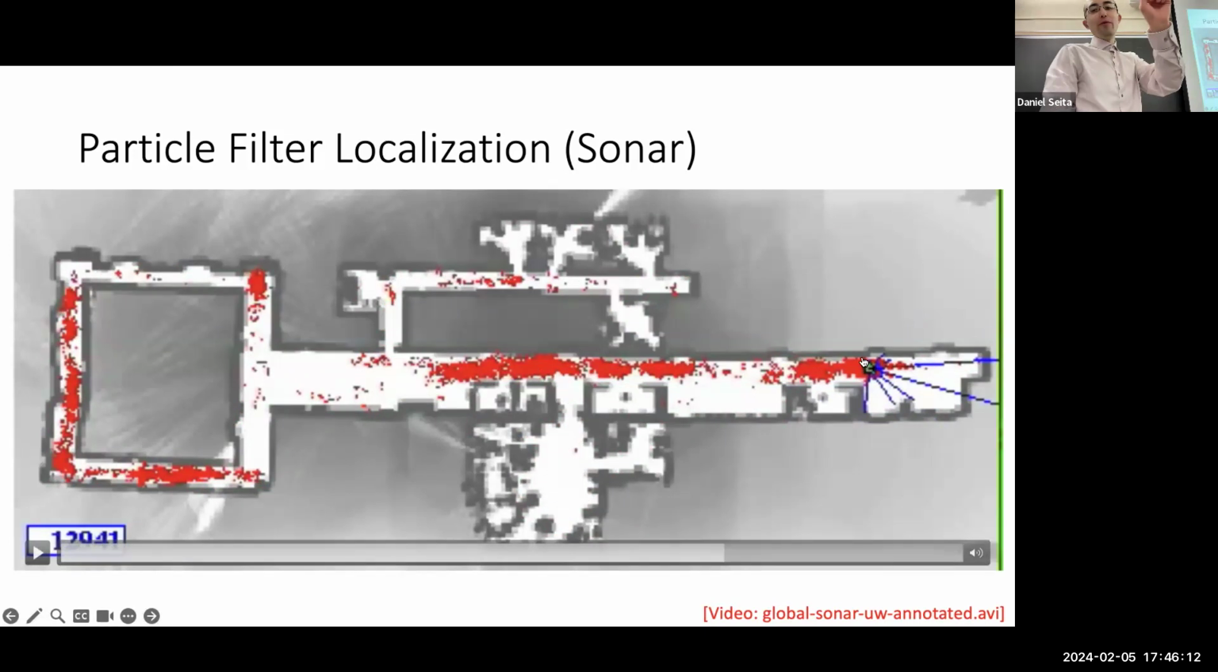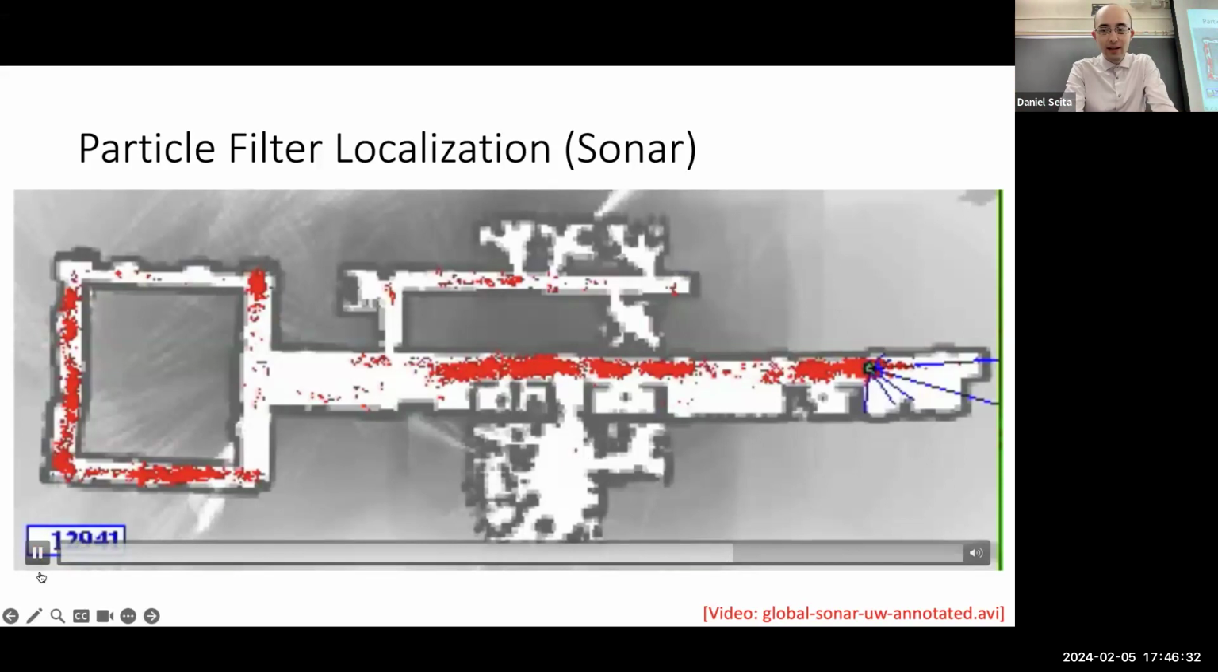So again, remember that this thing here is the real robot position, but we don't know that for sure. We're just showing it here for educational reasons. But in practice, we wouldn't know where the actual robot position is. We would have to estimate it from the particles.